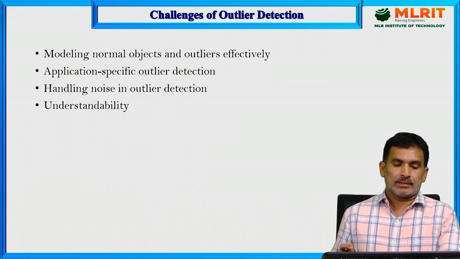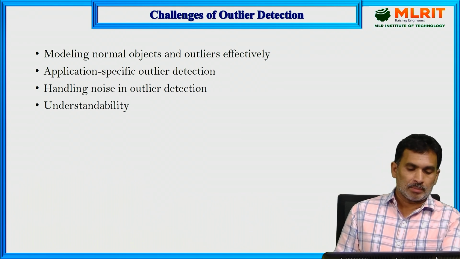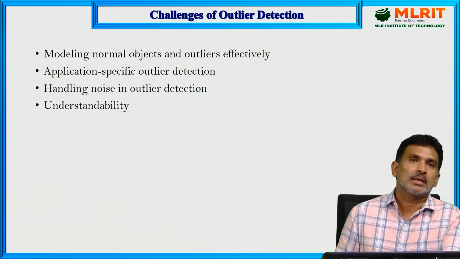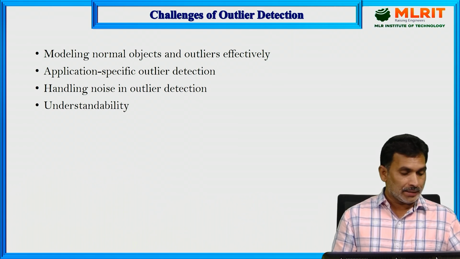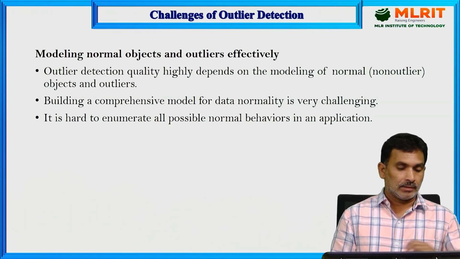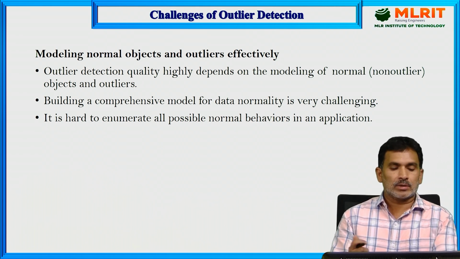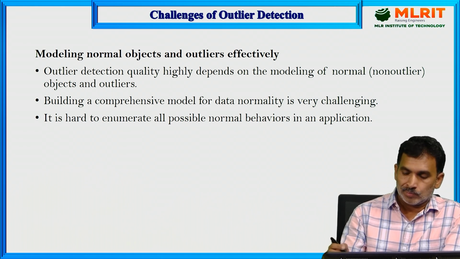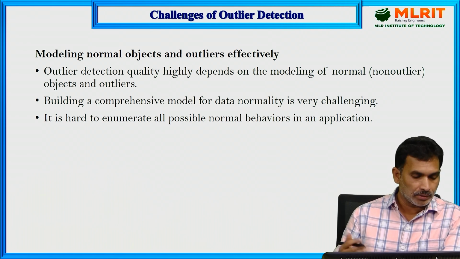So there are different challenges of outlier detection, like modeling the normal objects and the outliers effectively, application-specific outlier detection, handling the noise in outlier detection, and understandability. Let us see each challenge in detail. First, modeling normal objects and outliers effectively. Outlier detection quality highly depends on the modeling of normal, that is non-outlier, objects and the outliers. How are we going to model it?